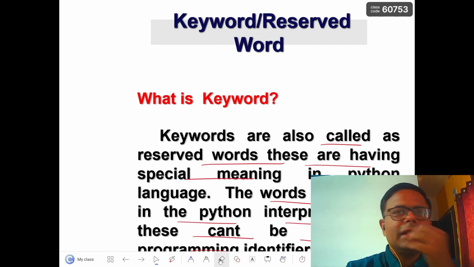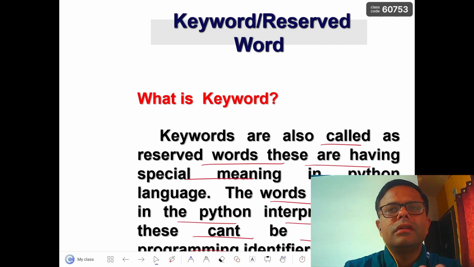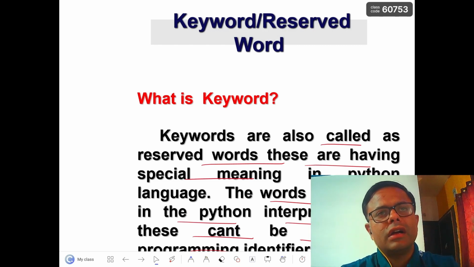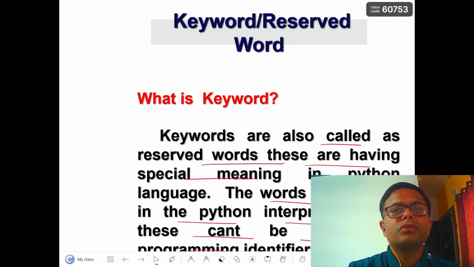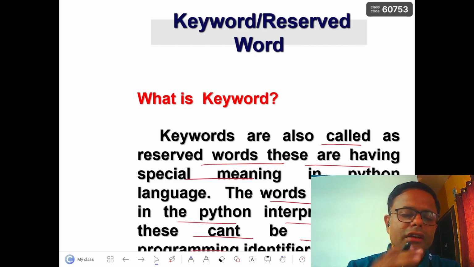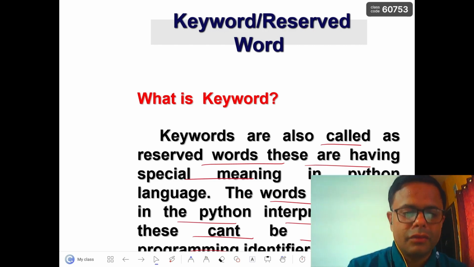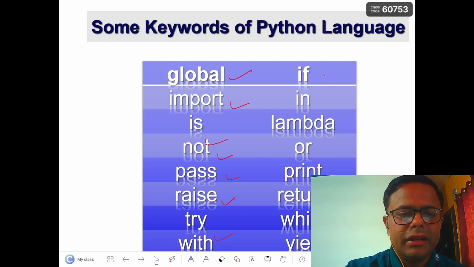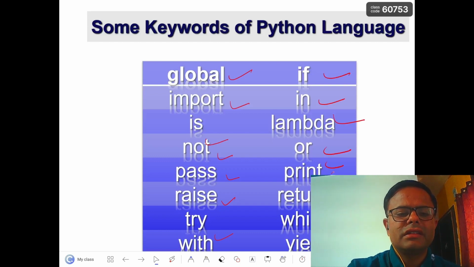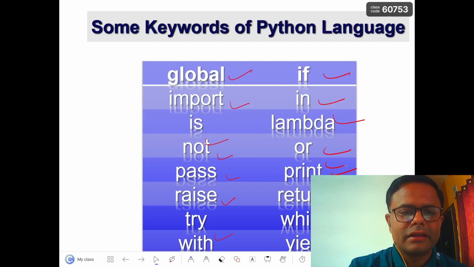Like in the English language, every word has some meaning, right? Cat, dog. Similarly, in Python, words like if, else, for have a special meaning, and they are called keywords. They cannot be used as an identifier in programming, right? Some keywords are global, if, in. You will study all these keywords when you go deeper into Python, right?